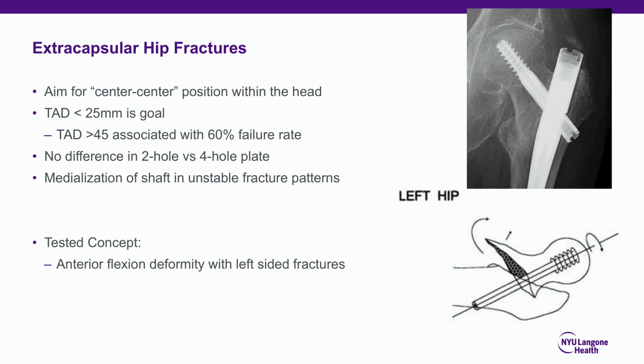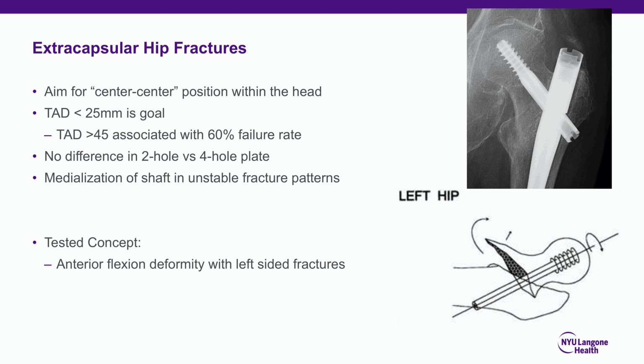Note that in unstable fractures, as the lag screw slides along the barrel, the shaft will tend to medialize, which causes adverse changes in the mechanics of the hip joint, and for this reason, sliding hip screws should be avoided in unstable fractures.